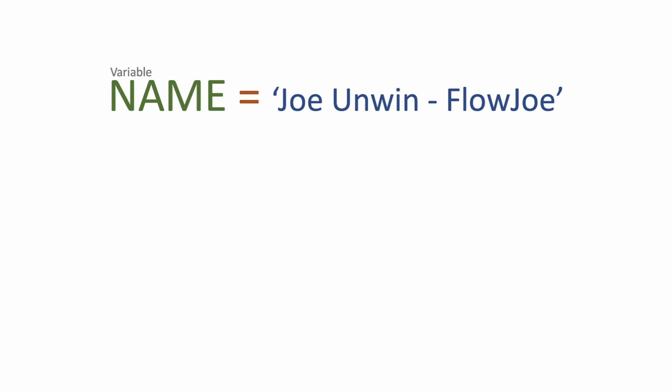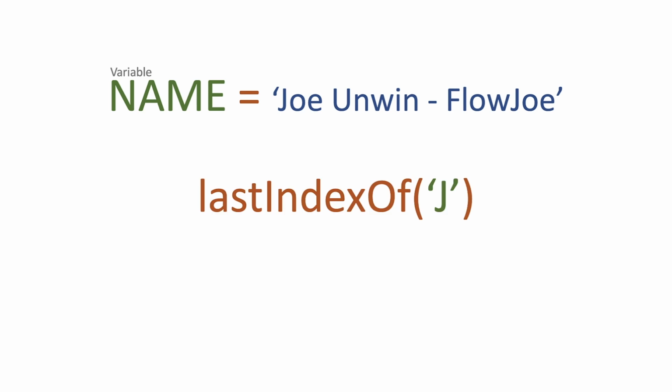Today we're going to be looking at LastIndexOf. So we've got a variable with the value "Joe Unwin-Flow Joe". So it's quite a long string, right? Now we've got Joe twice in here. What if we want to get the last J? Well, then we use LastIndexOf J. So it targets the last character J.